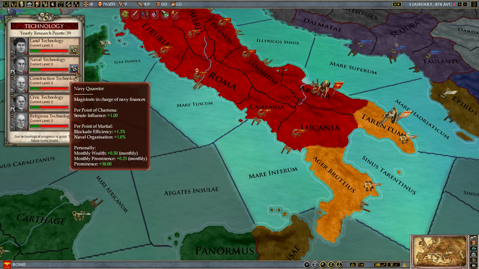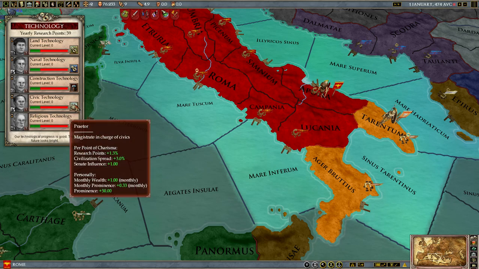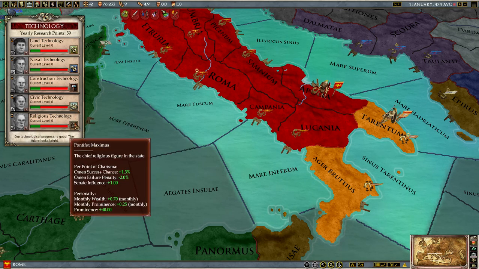Similar things for the Navy, but for the construction and civic, per point of charisma have different effects, such as build cost and build time reduction. Civic technology per point of charisma increases research points and civilization spread. This can be critical, but even more critical is the Pontifex Maximus. This affects your omen success chance and reduces your omen failure penalty.